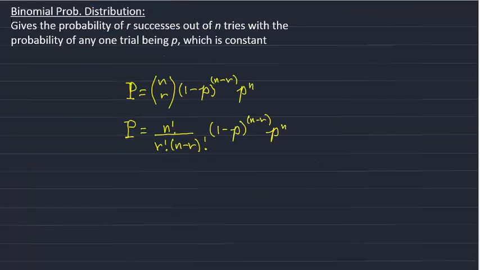So remember, the binomial probability distribution, given by this function here, which we've just gone over, gives the probability of r successes out of n tries. And the important point here is the probability of a single success is little p, and that's constant throughout the experiment or throughout the series of trials. Little p does not change.